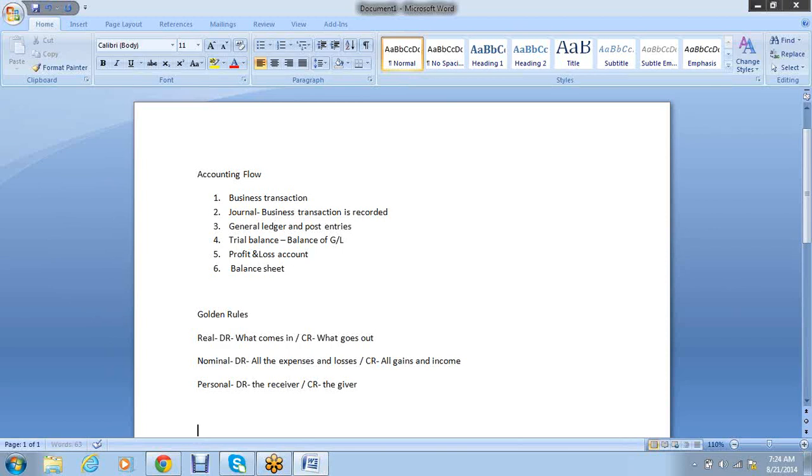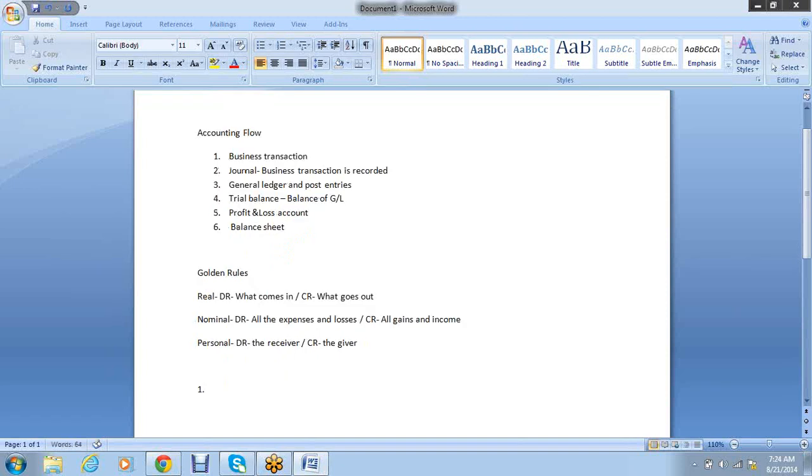Now let's say, first example, take salary paid. Here, salary paid for rupees 10,000 via cash. Here I paid the salary.